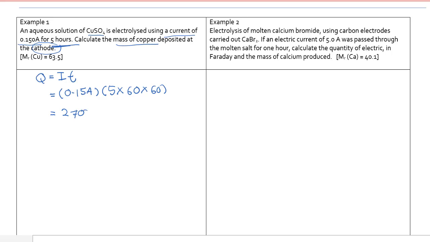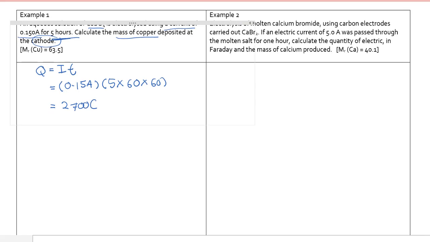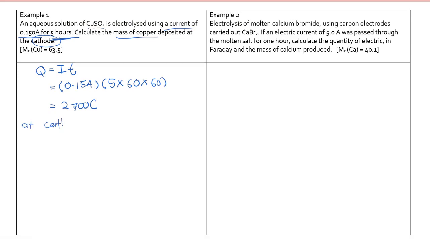2,700 coulomb. Okay. So now we need the half equation at the cathode. At the cathode, the cation will be attracted to the cathode. So copper 2 plus will compete with water. Copper 2 plus is a cation from a less reactive metal, so copper 2 plus will be chosen to undergo reduction, not water. So copper 2 plus receives 2 electrons producing copper solid.